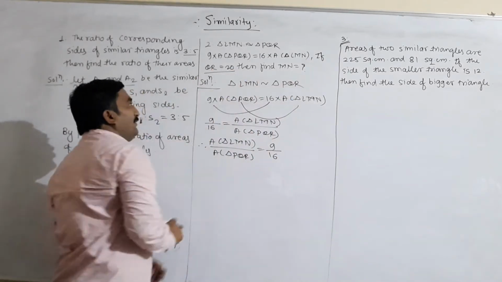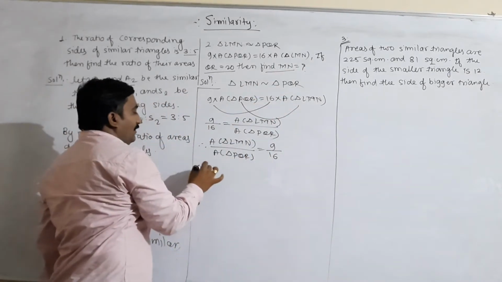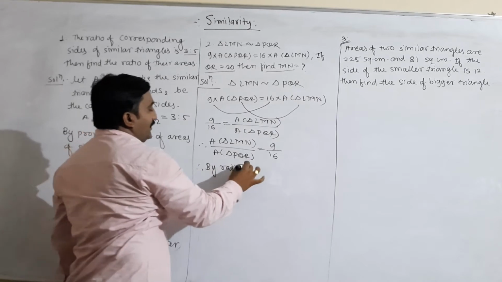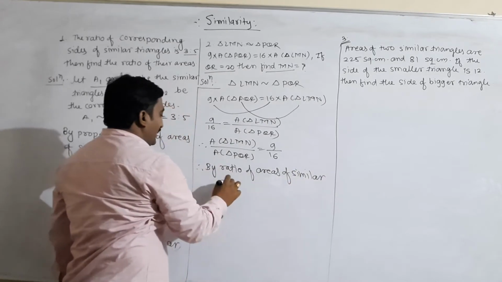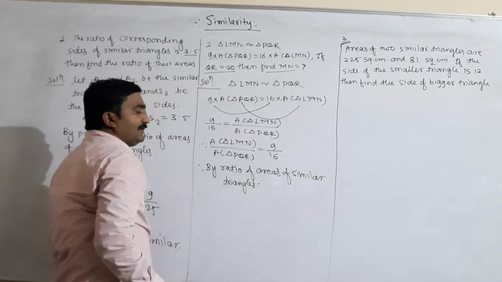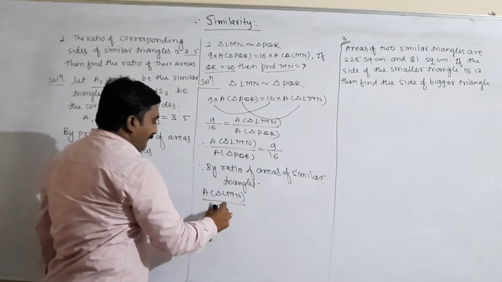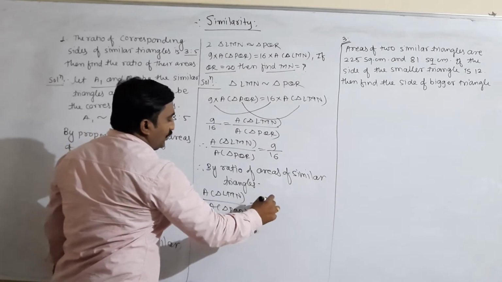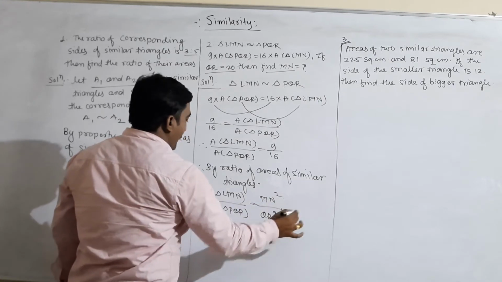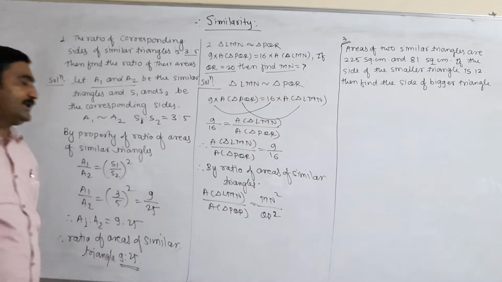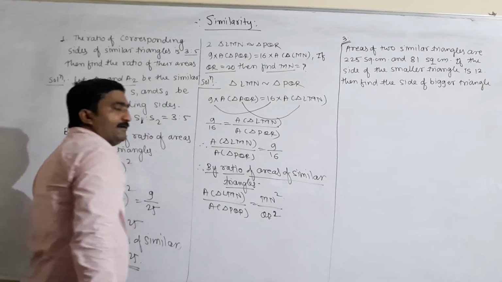Then we have been given QR is equal to 20, and we need to calculate MN. By the ratio of areas of similar triangles, area of triangle LMN divided by area of triangle PQR is equal to MN square divided by QR square.